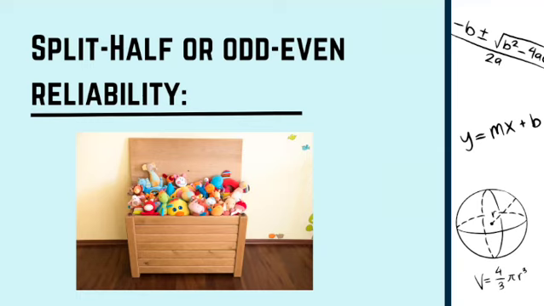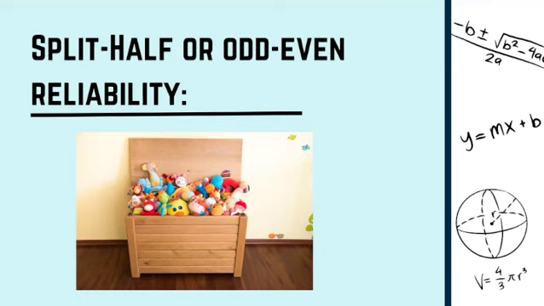Odd even reliability is like when you have a row of toys where you play with every other toy. If the toys you play with, the odd number toys, are just as fun as the ones you skip, the even number toys, it shows that both sets of toys are equally enjoyable. In testing, odd even reliability involves dividing the questions into two sets.